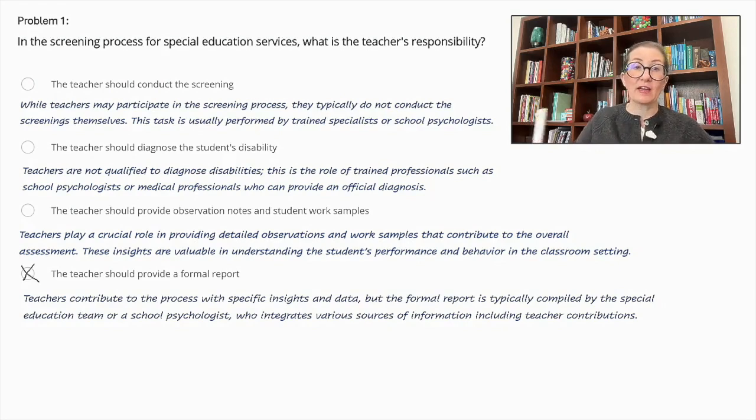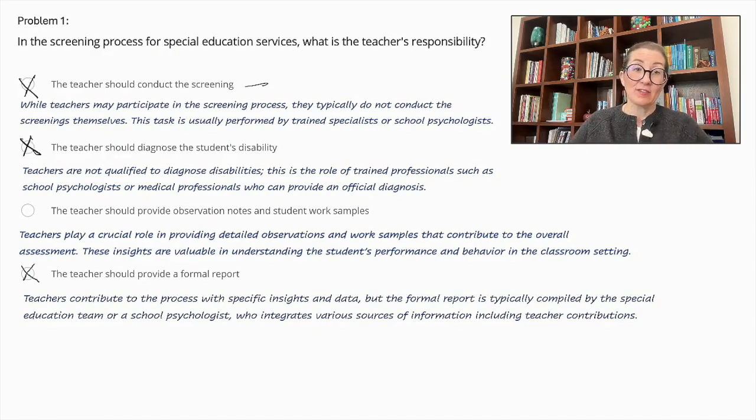So this is incorrect. Now at the top, the teacher should conduct the screening. While teachers may participate in the screening process, they typically do not conduct the screenings themselves. This task is usually performed by trained specialists or school psychologists. The teacher should diagnose the student's disability. Teachers are not qualified to diagnose disabilities. This is the role of trained professionals, such as school psychologists or medical professionals who can provide an official diagnosis.